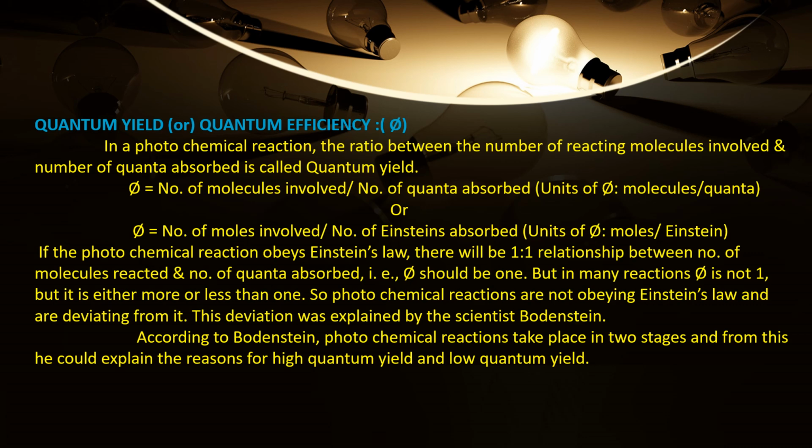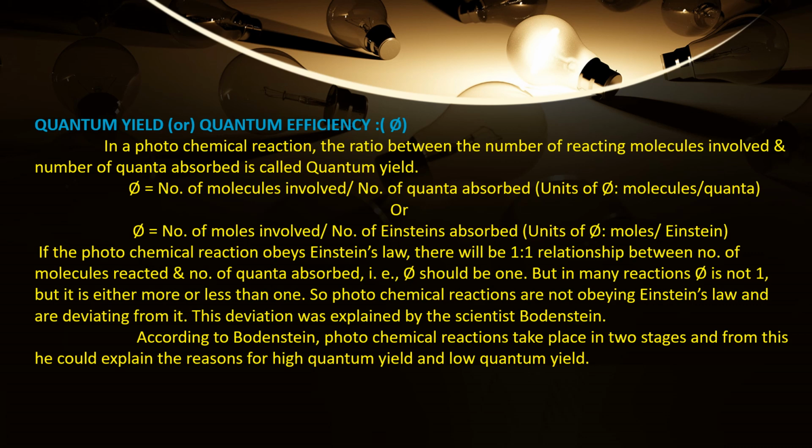But it was found that most of the reactions are not following Stark-Einstein's law, and hence phi value will be either less than 1 or more than 1. Phi is greater than 1 or less than 1. That means photochemical reactions are not obeying Einstein's law. That means they are deviating from it.